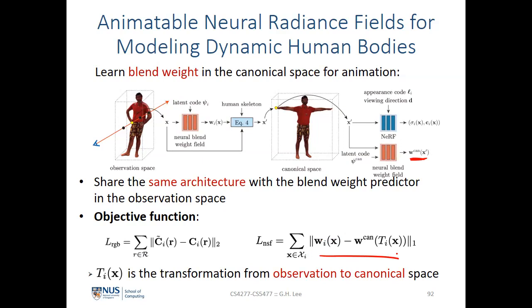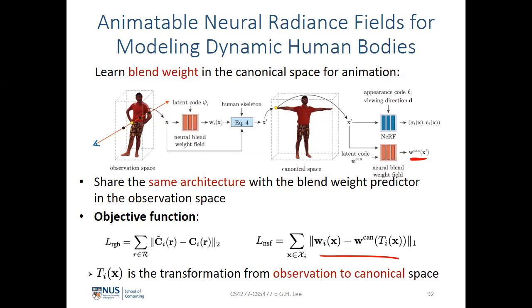But there is a problem with this. It's not generalizable, because once you train it, you have a network that outputs one canonical space, and that canonical space is stuck with the identity of this person. So you cannot generalize into another identity.